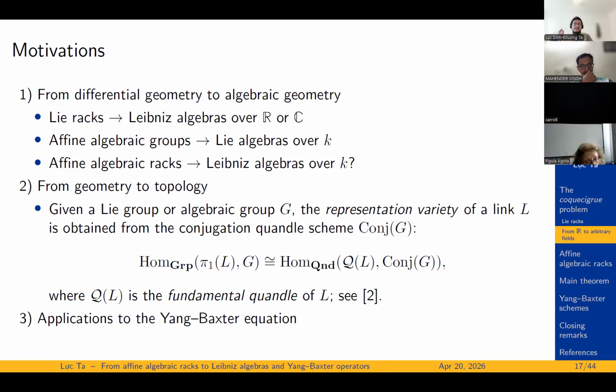But there are some authors who are interested in studying solutions to the Yang-Baxter equation in the category of varieties over C or other fields. So looking at Yang-Baxter solutions in the category of schemes is a natural generalization of that. It turns out that you can use affine algebraic racks or rack schemes more generally to construct those solutions. I'll talk about that later.